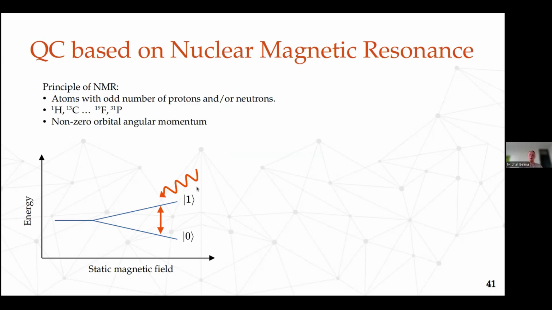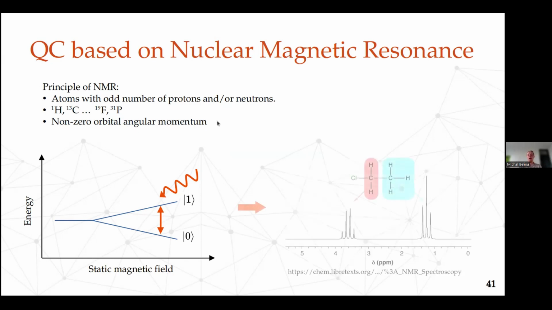So there is a lot of knowledge from casual measurements, but here the figure is very much the same. Only the splitting here is caused by the non-zero angular momentum of atomic nuclei. And as the atoms within the molecules have different surroundings.